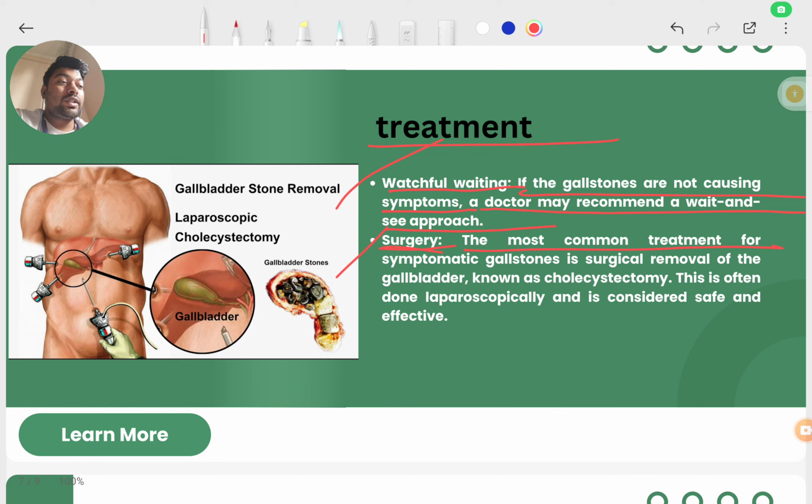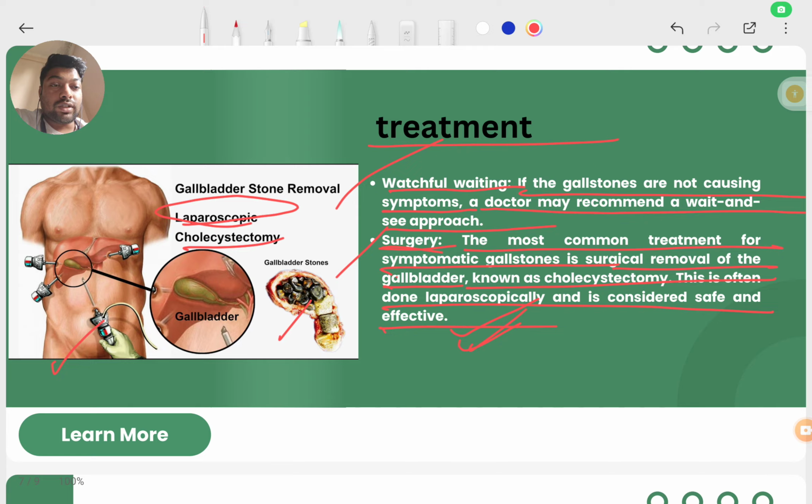Now talking about the surgery portion. The most common treatment for symptomatic gallstones is surgical removal of the gallbladder, known as cholecystectomy. This is often done by laparoscopy and is considered safe and effective. So either it can be done laparoscopically, or through open surgery. Here we can see the laparoscopic cholecystectomy being done.